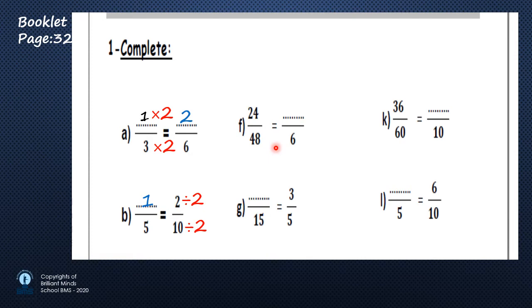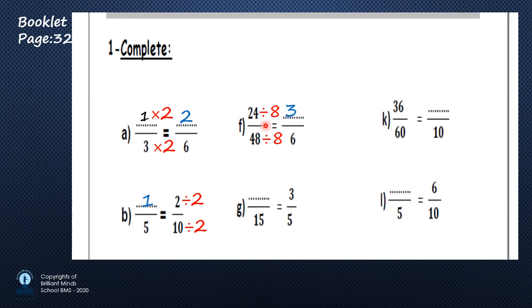From big to small or from small to big? From big to small. Multiply or divide? Divide. Okay, 48 divided by what gives me 6? What do you think? It's table 8. So divided by 8. Are we finished? No, we must divide n by 8. Okay, 24 divided by 8 equals 3.